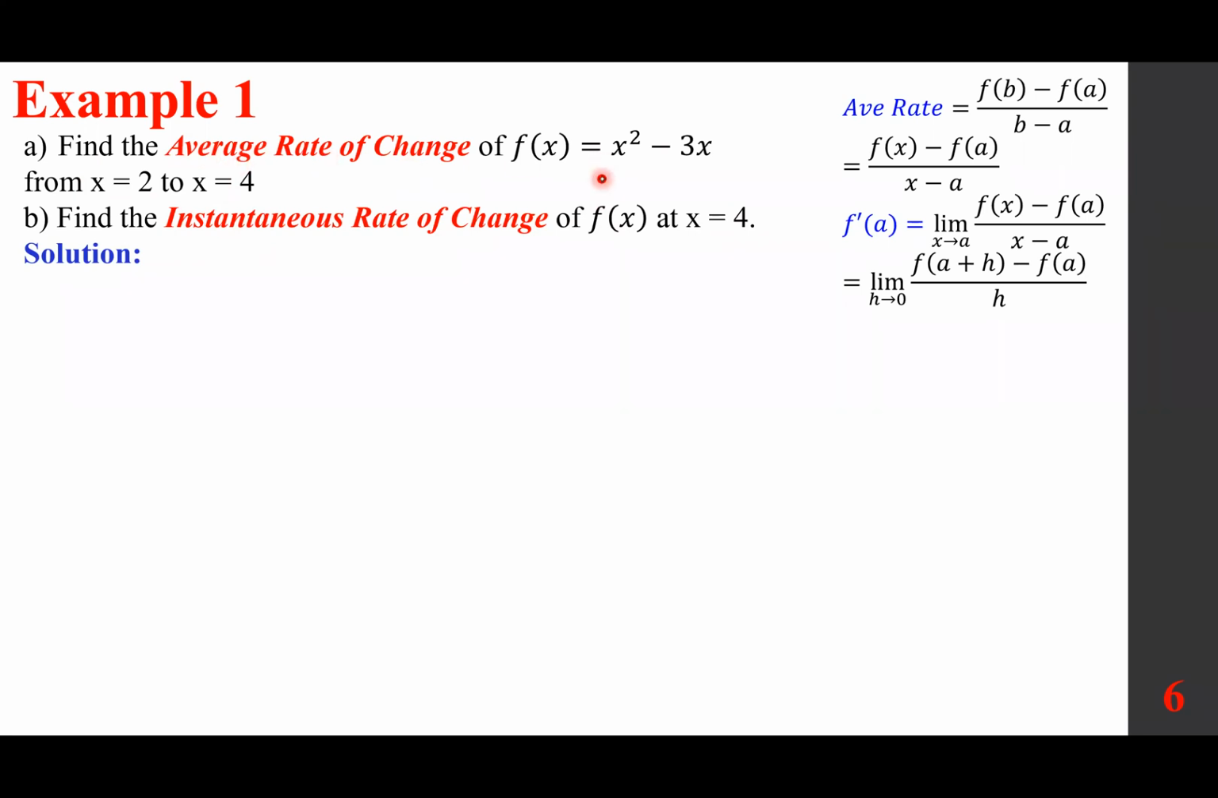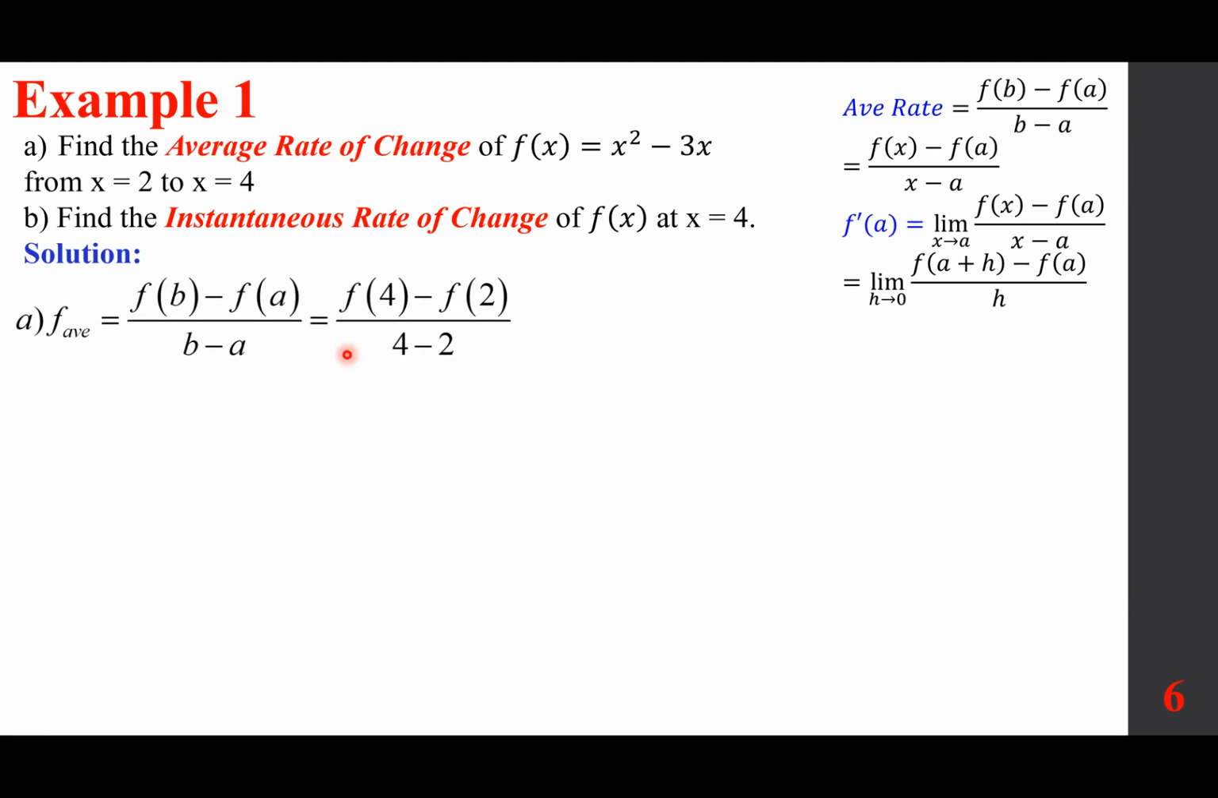Now, the first part is very simple. Just plug in. What do you plug in? 4, we plug in 2 for the numerator, and the bottom is 4 minus 2. So this one is really the slope of a secant, you have 2 points, rise over run. All right, so let's plug in 4. That becomes 4 squared minus 3 times 4. Minus, let's plug in 2, that becomes 2 squared minus 3 times 2.